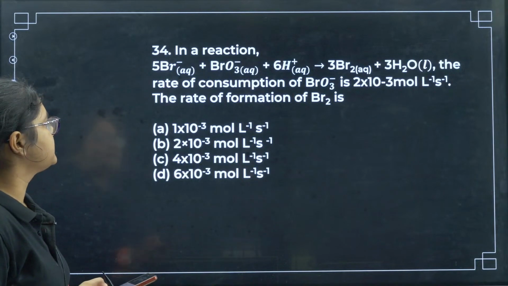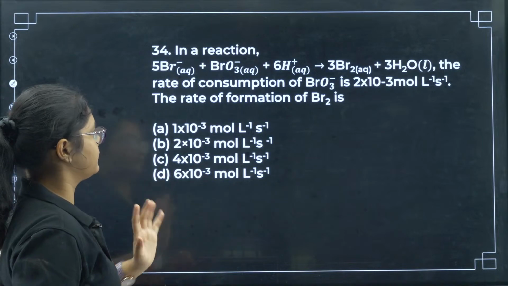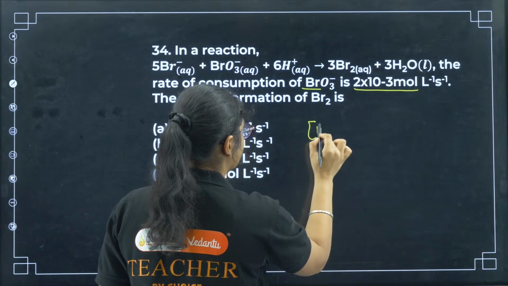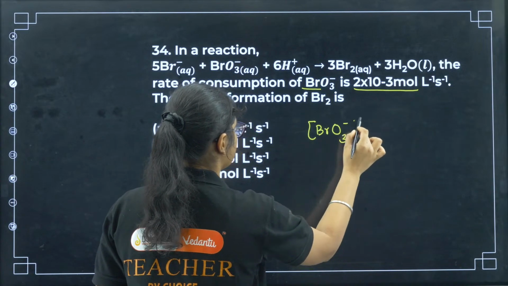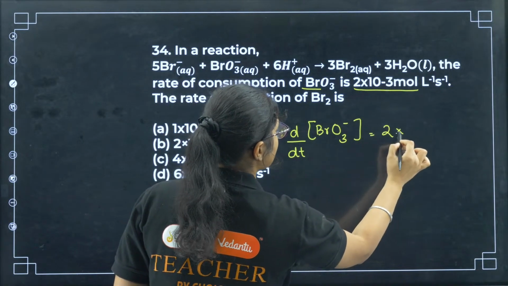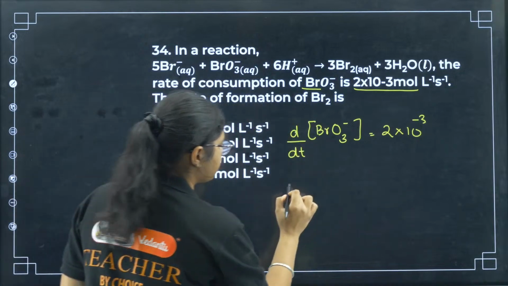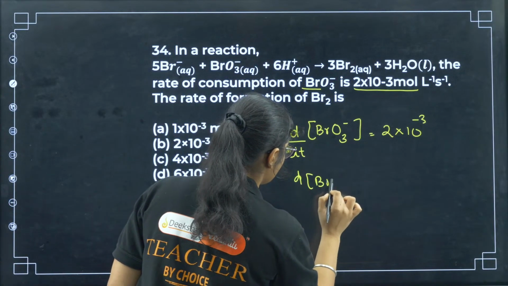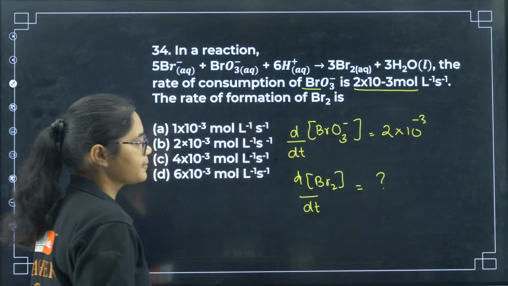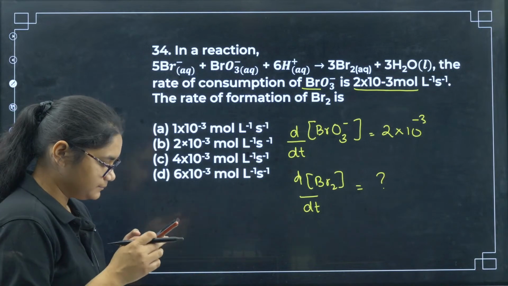Next, in the reaction 5Br minus plus BrO3 minus, this reaction is given, okay? The rate of consumption of BrO3 minus is given to you. So I'll write it like this: the rate of consumption of BrO3 minus is 2 into 10 to the power of minus 3. You have to find the rate of formation of Br2, okay? Yes, can we quickly guess the answer?